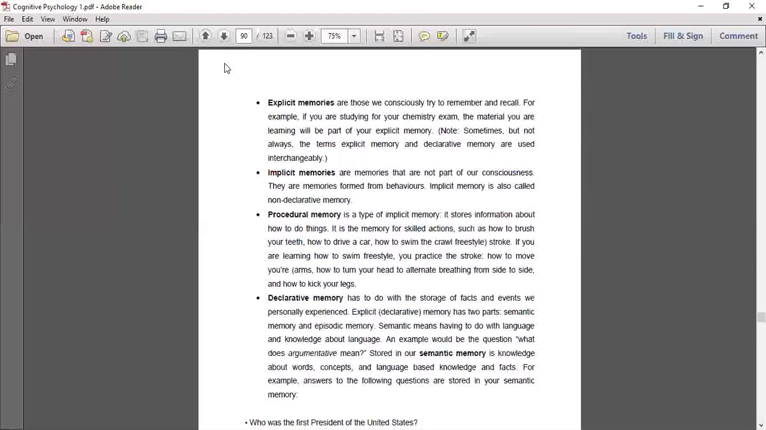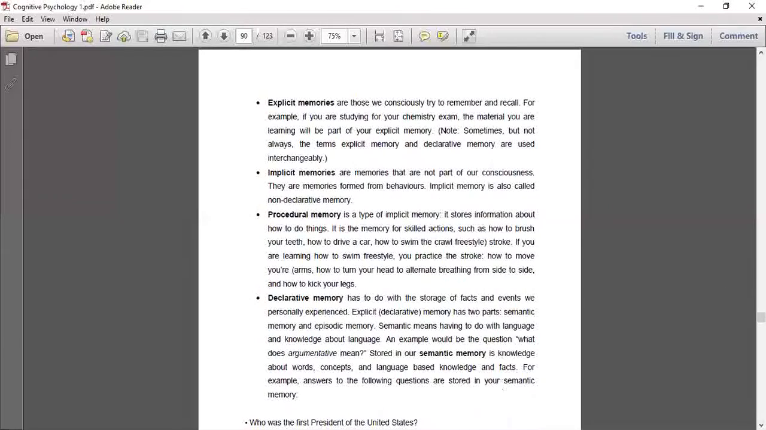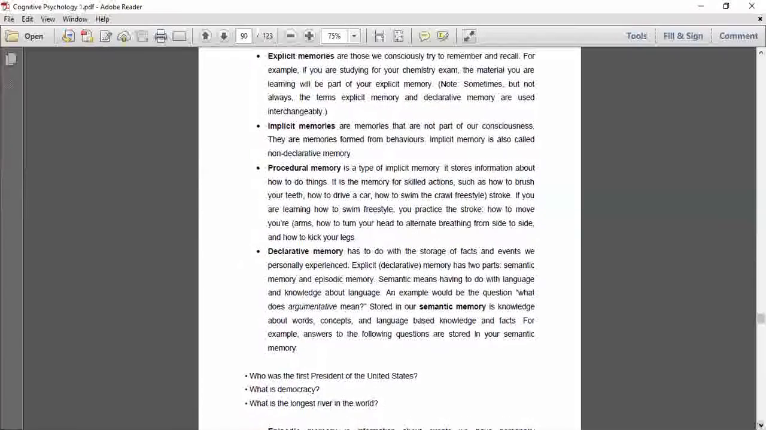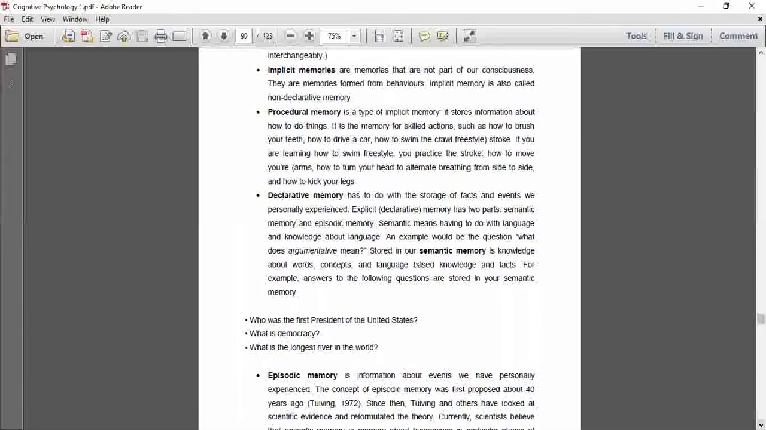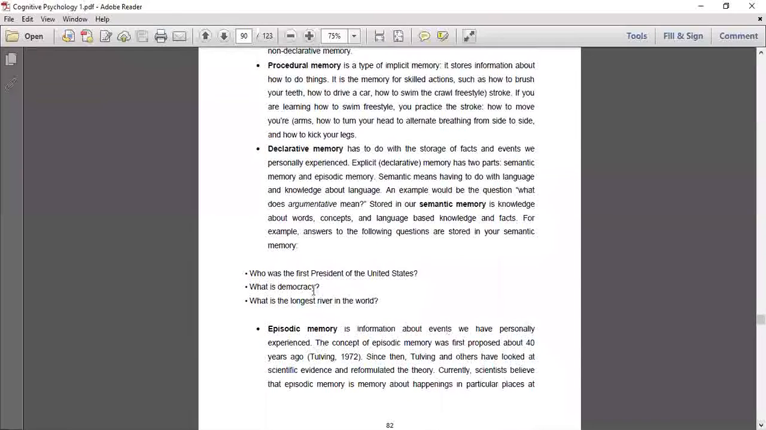Very good example. Who's the first president of Namibia? We all know, isn't it? Who's the second president of Namibia? We all know. When we ask what is democracy, we all know. When we say freedom, or another question, the longest river in the world, it depends if you are aware of those things. Or I just ask you about facts.